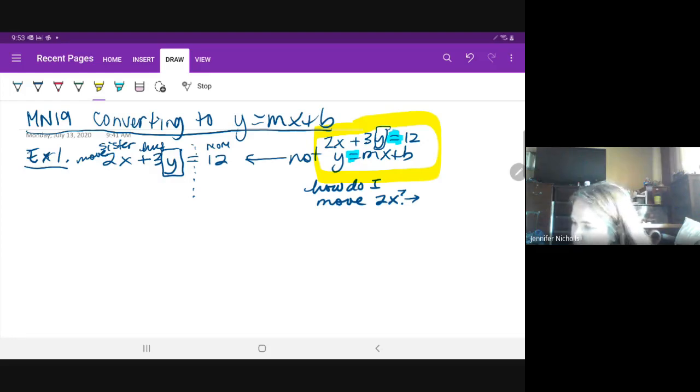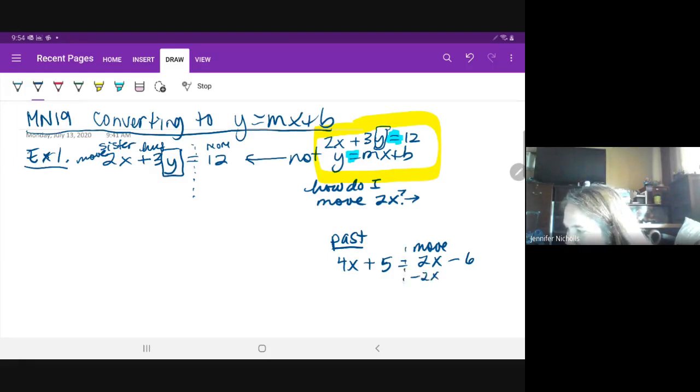Okay, so I'll ask the question again, which is how do I move a 2x? Now you've moved this before, so I'll write this in the past since no one's answered yet. In the past, if I had, say, 4x plus 5 equals 2x minus 6. Yeah, exactly, Savannah, you're right. So how did I move the 2x? Didn't you move it by minusing it? Adding the opposite, if you want to move it. So if you want to move something, you add the opposite.